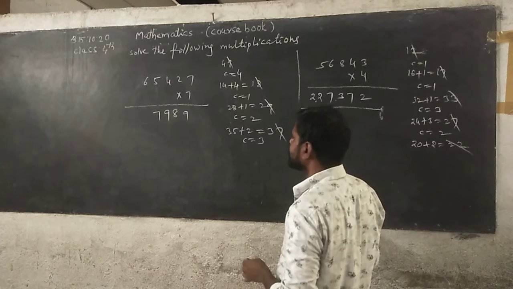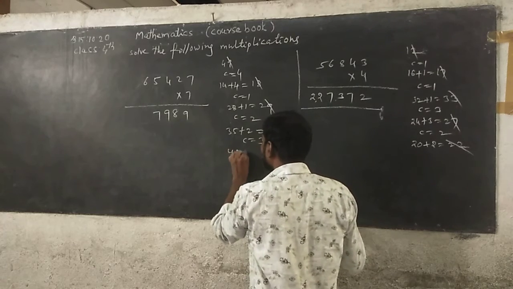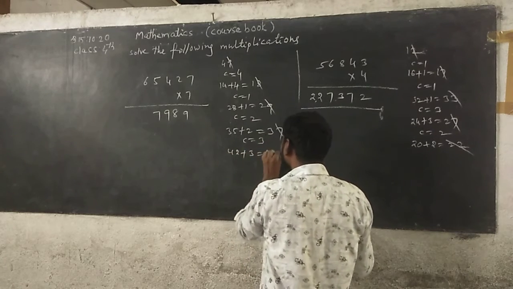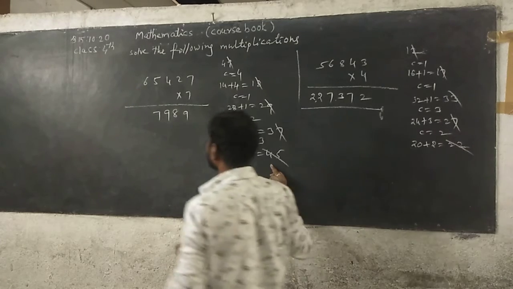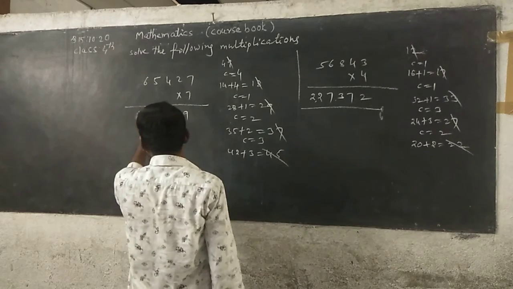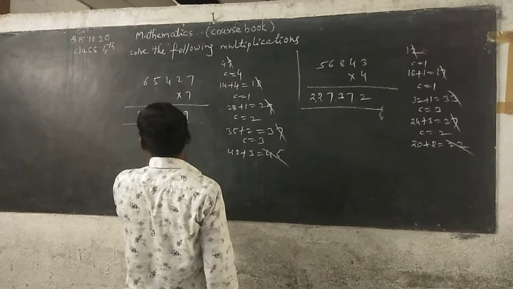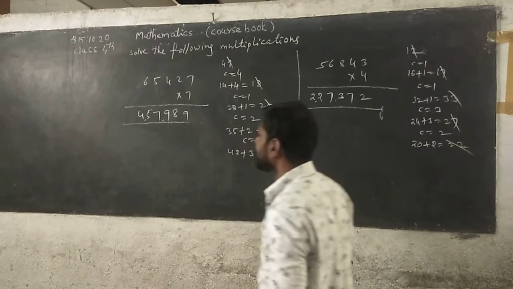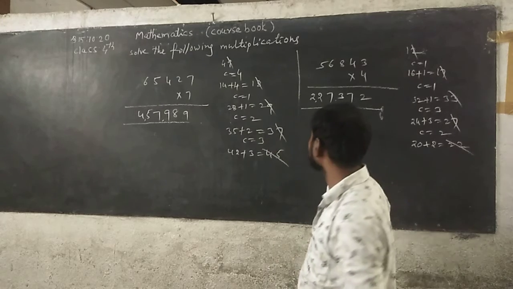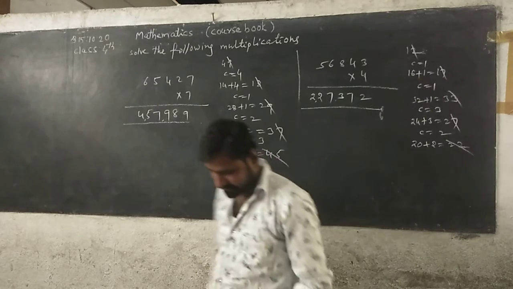Next 7 6s are 42. 42 plus 3 you get 45. So this is the last digit of the given number. So you can write 45 totally, directly. So there is no carrying. So product is equal to 4,57,989. Now next.